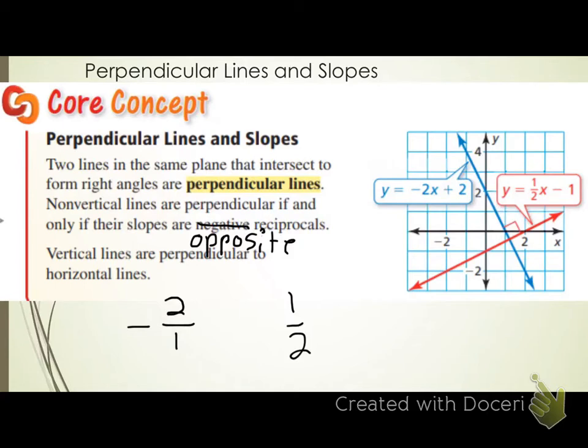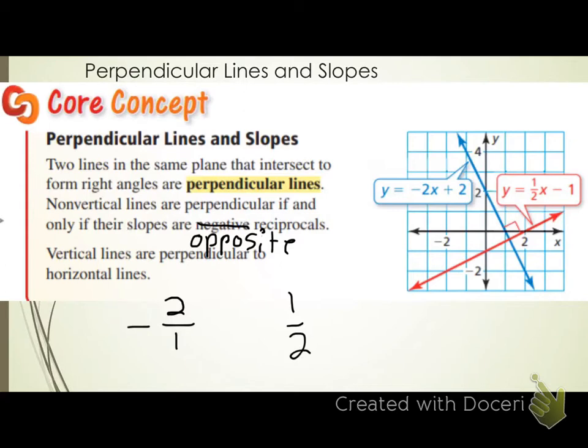So perpendicular lines will always have opposite reciprocal slopes. So if you're wanting to find the slope of a line perpendicular to the line you're given, take its slope, flip it, change its sign. Everyone good with that? So we just throw 1 in there and it's good. If it's a whole number, yes.